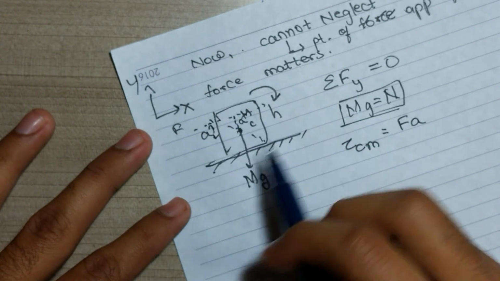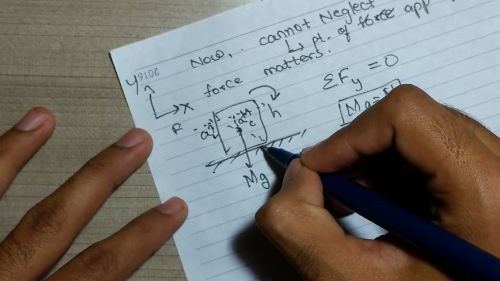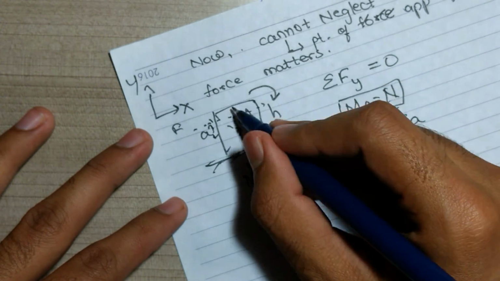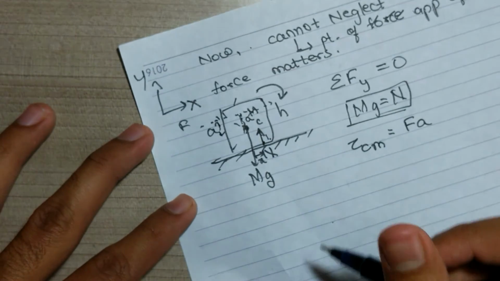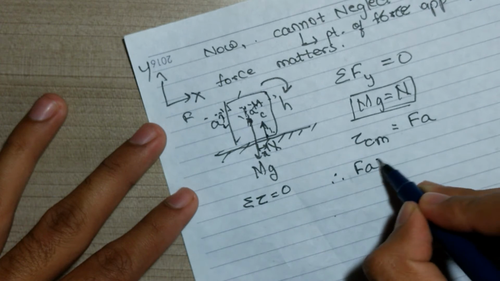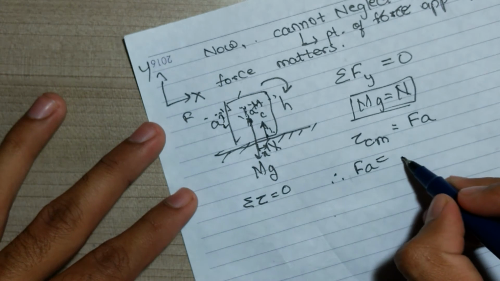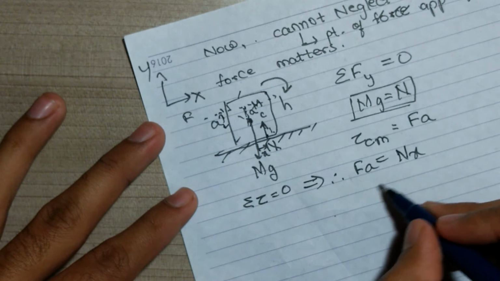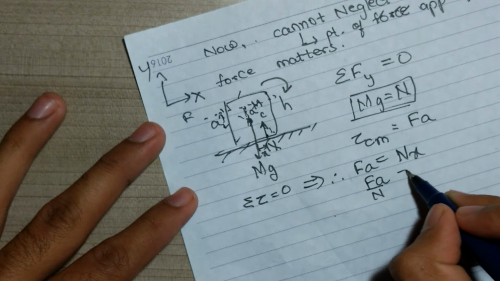Now, for the object to be in rotational equilibrium, there has to be a torque in the counterclockwise direction. Therefore, the normal force shifts rightwards from the vertical line of the center of mass. Suppose the distance is x. For rotational equilibrium, we write summation of torque is equal to 0. Therefore, if this length is x and this is N, then F times a is equal to N into x. So we get F into a upon N is nothing but x.